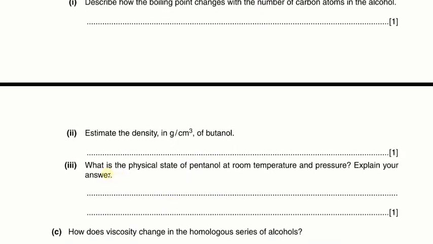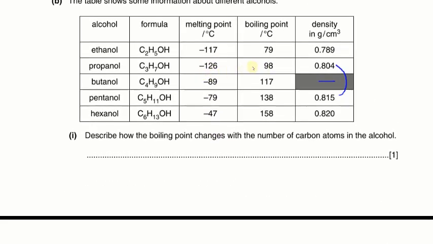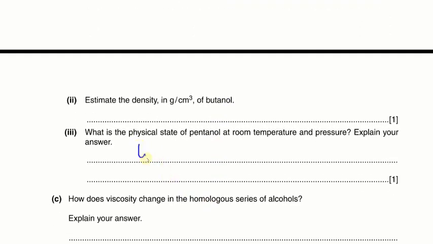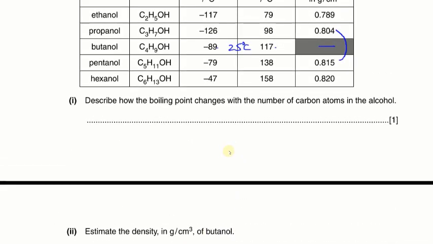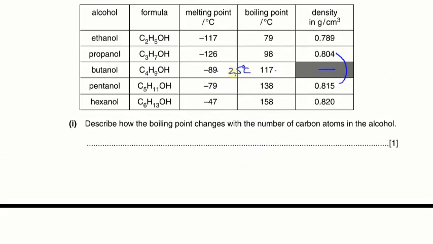What's the physical state of pentanol at room temperature and pressure? Pentanol, let's see. Pentanol has a boiling point of 117, and melting point this one. The room temperature is 25 degrees Celsius, that is between the two. So we can say pentanol will be a liquid. Its melting point is lower than 25 and boiling point is greater than 25.